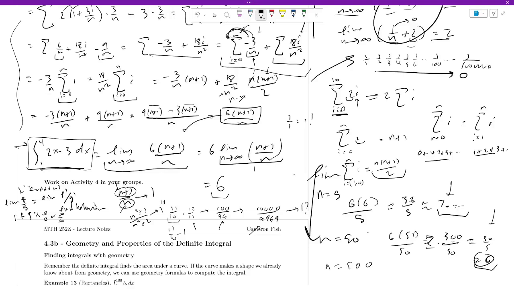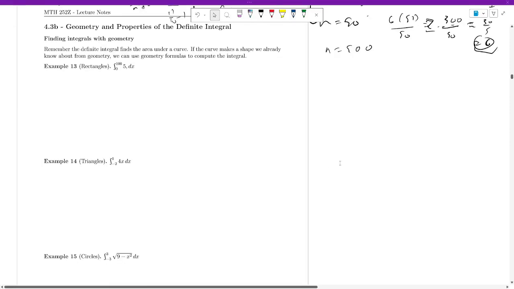Okay, cool. So that's a good example of definite integrals. Let's move on to 4.3b. We'll talk about some geometry and properties of the definite integral. Okay, so we learned the definition of the definite integral. We're going to talk about some useful properties, shortcuts, pictures, things to think about. Mostly talking about some geometry examples.